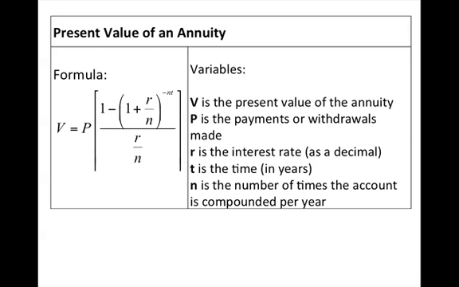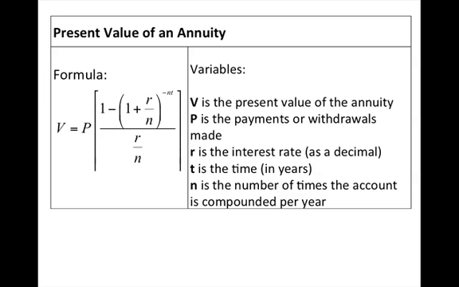Well, this is the present value of the annuity. It's the present amount, the amount right now that I need in the account in order to make future withdrawals. The formula for this is V equals P times 1 minus, and then in a parenthesis, 1 plus r over n, raised to the negative nt power, divided by r over n.